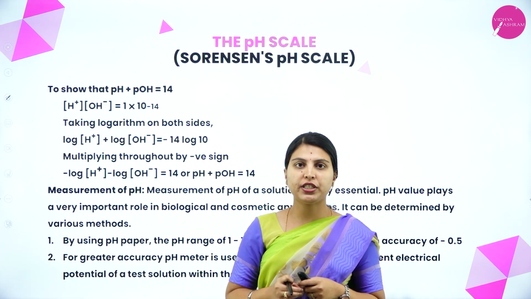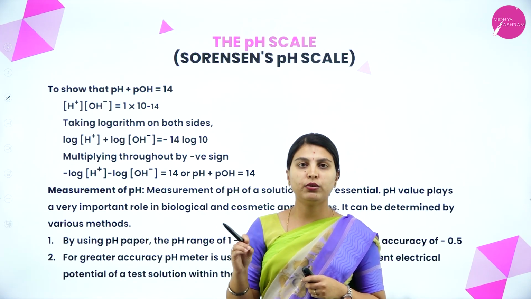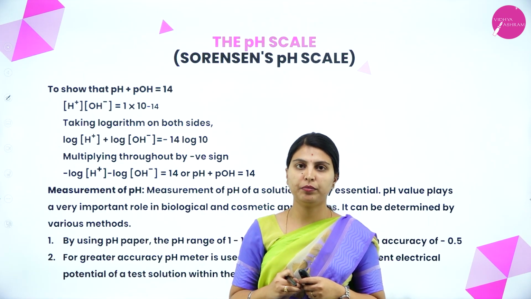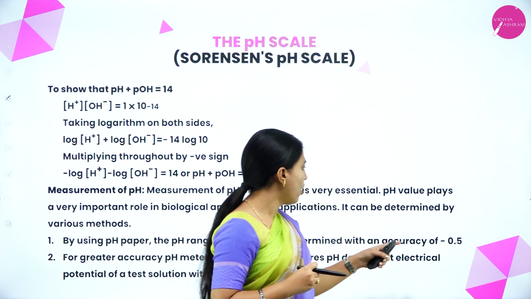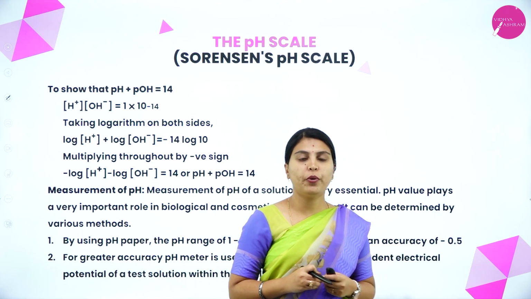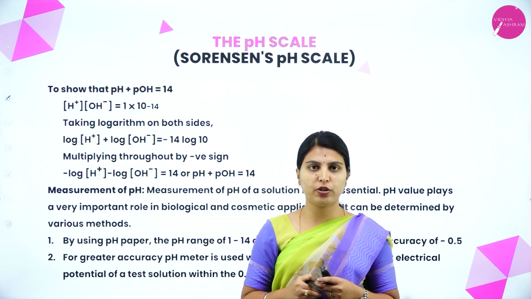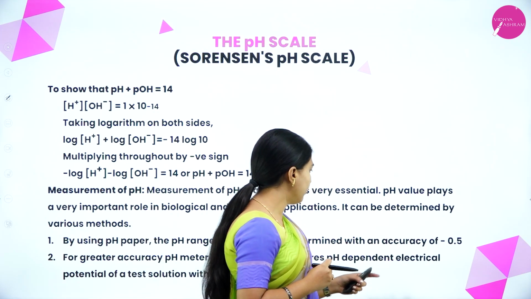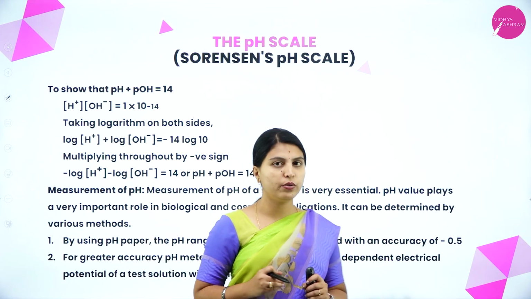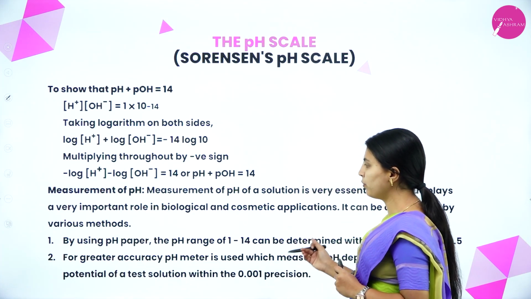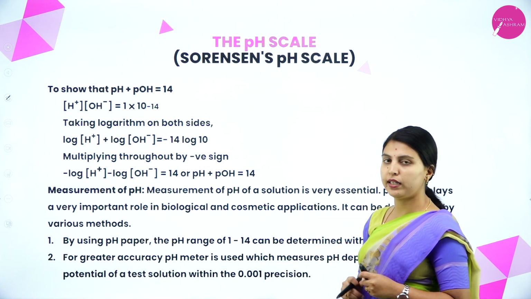How to detect the pH? You have pH strips. There will be an indication on the box. By using those strips you can analyze the range in which the pH lies, but there is an accuracy of only 0.5. To get an accurate value, you can use a pH meter, which has a precision of 0.001. By these two methods, pH can be calculated.